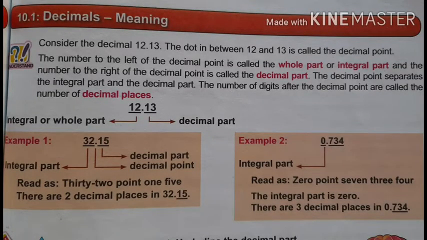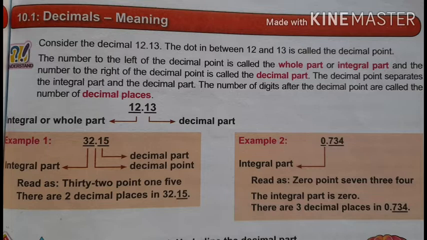Before we proceed to our today's concept, let us recapitulate. Here, 12.13 is a decimal number which has three parts. The three parts have been shown there. Right side of the decimal point is the decimal part. There are two digits in the decimal part. They are 1 and 3. And left side of the decimal point, it is the integral part or whole number part. The whole number part contains two digits. They are 1 and 2.